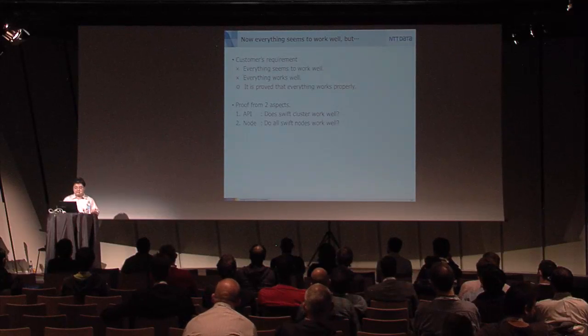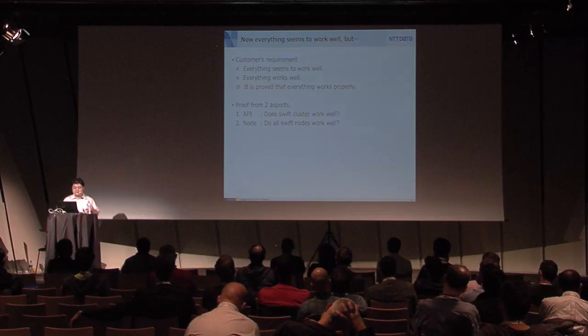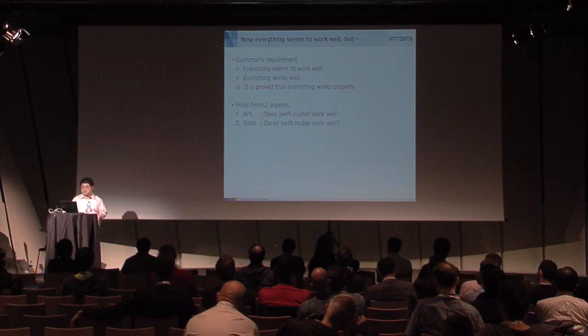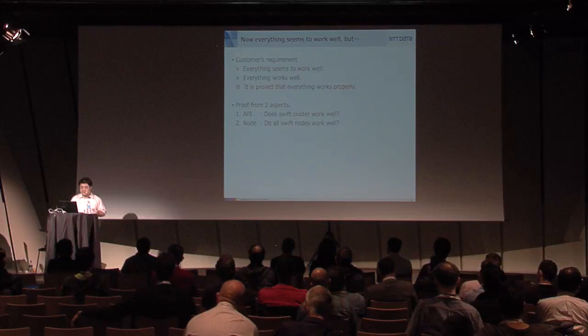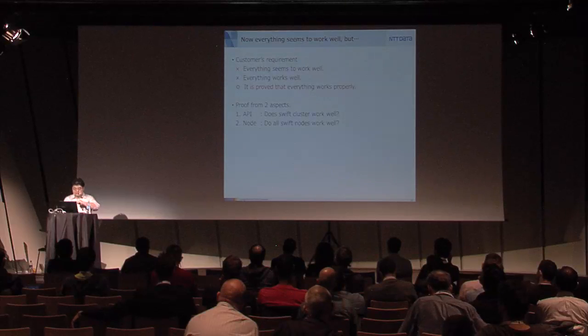In Swift, we have two aspects about this proof. The first one is API. We have to prove that the Swift cluster works properly as a whole cluster. The second one is node. We have to prove that all of the Swift nodes work properly. We have to check these aspects in the building process. And as you imagine, there are so many things we have to check.